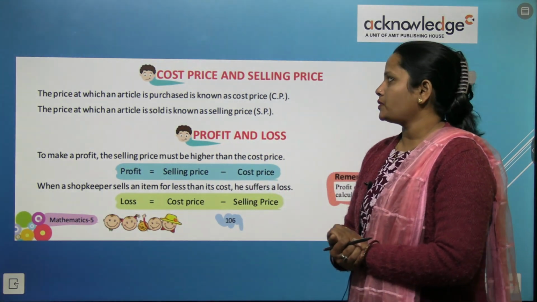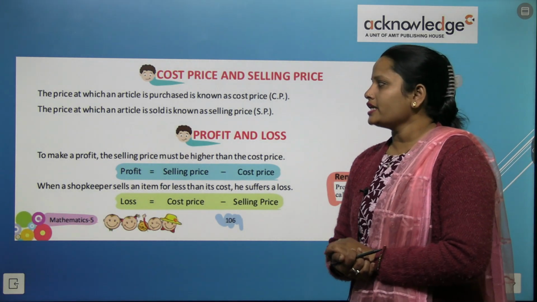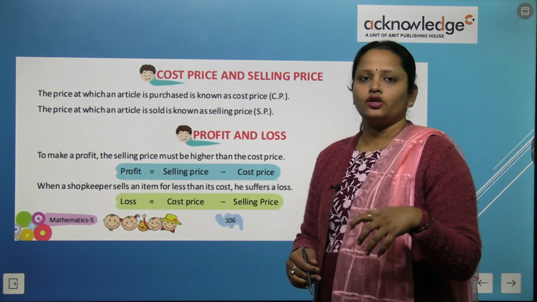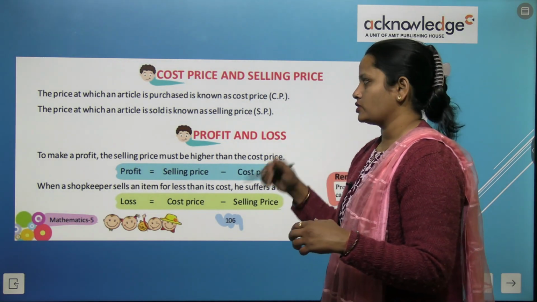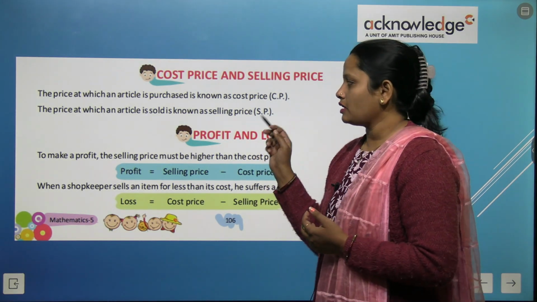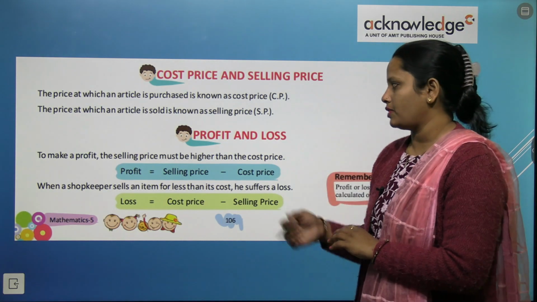What is the cost price and selling price? Cost price और selling price क्या होता है? The price at which the article is purchased. वो प्राइस जिस पे आर्टिकल को हमने खरीदा वो हमारा cost price हो जाता है. The price at which the article is sold. जिस प्राइस पे हमने उस आर्टिकल को बेचा है, उस सामान को बेचा है, वो है हमारा selling price.